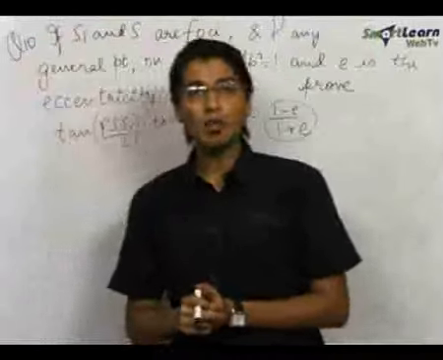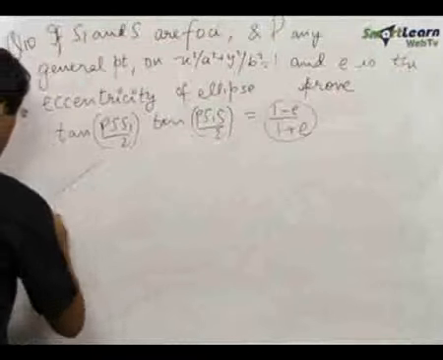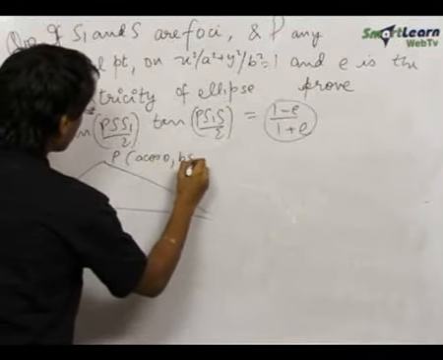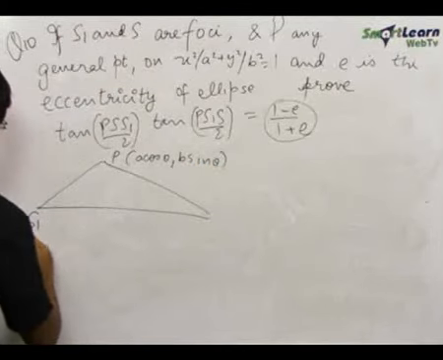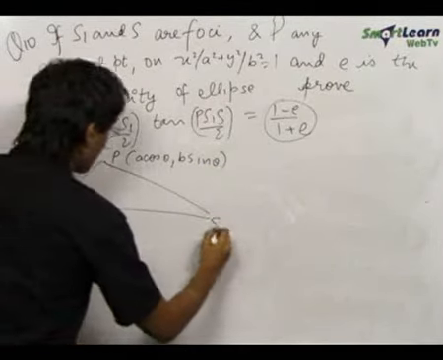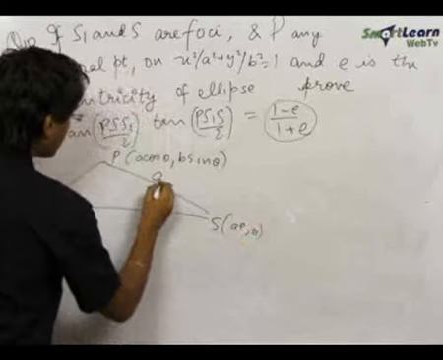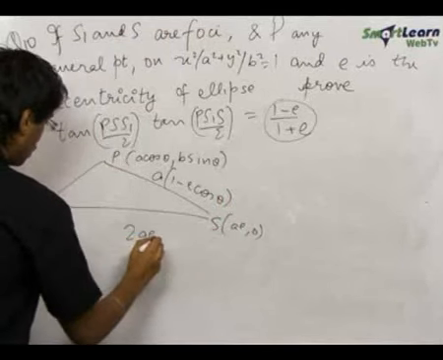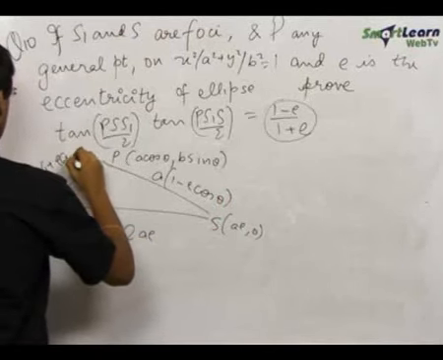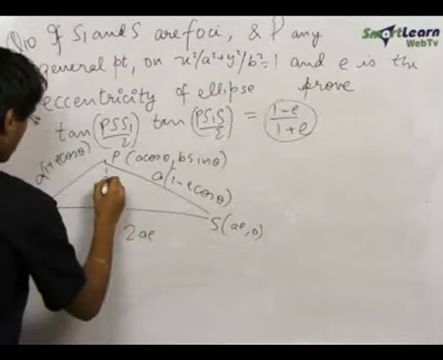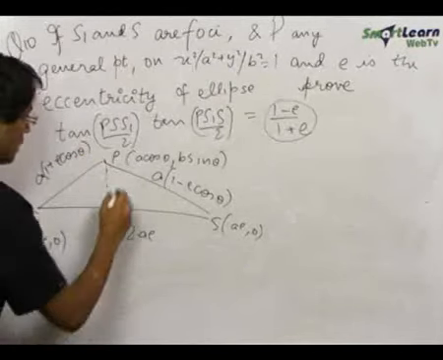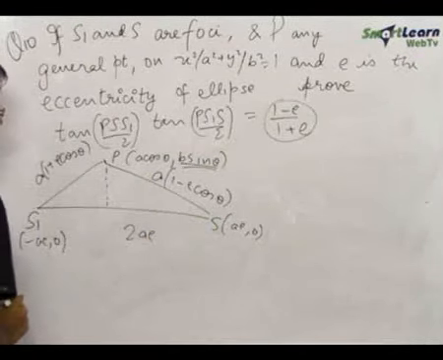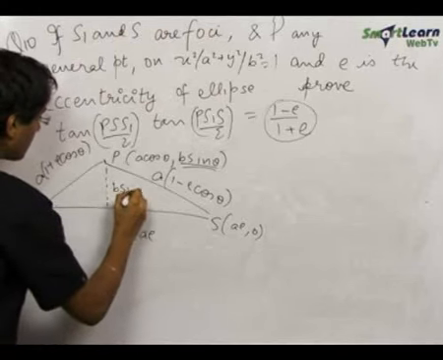Now as we did in the 9th problem, let us make the figure. This is point P, A cos theta comma B sin theta. This is S1, minus AE comma 0. This is S, AE comma 0. The length this is equal to 1 minus E cos theta as we proved earlier. This is 2 AE and this is A times 1 plus E cos theta. This will be equal to the y coordinate of point P, since these points S1 and S are lying on the x axis. So this is equal to B sin theta.